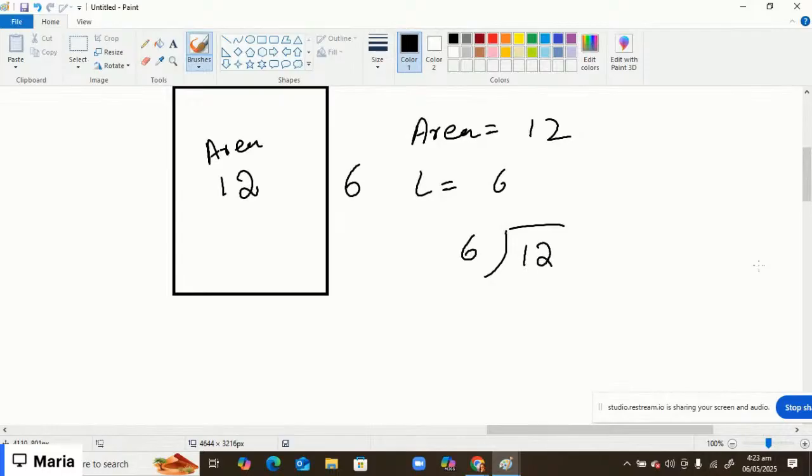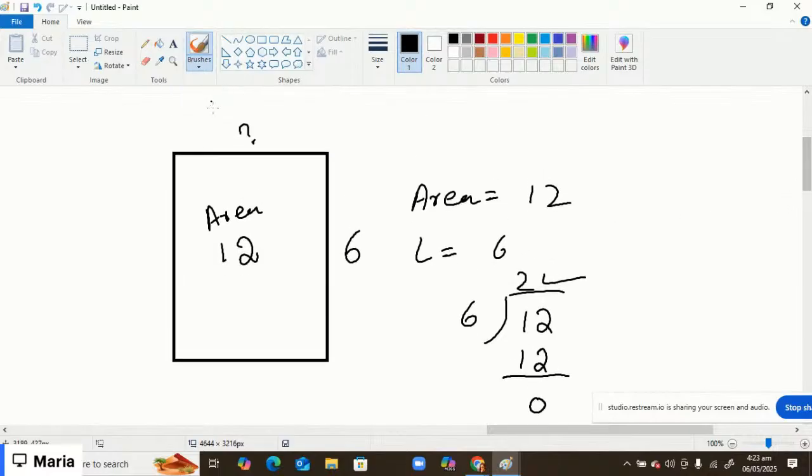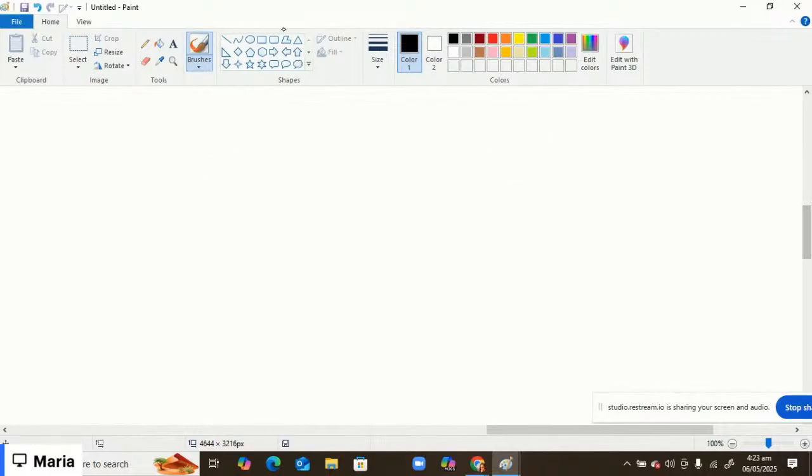So 6 times which number is 12? Everyone tell me. 6 times which number is 12? So how can we find it out? We just divide. 6 times 2 is 12, and 12 minus 12 is 0. So here is 2. So it means that here answer is 2. Okay. Again, I'm going to solve one more question.